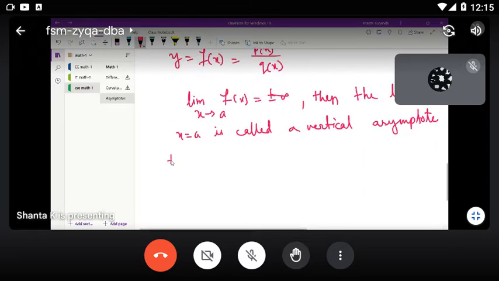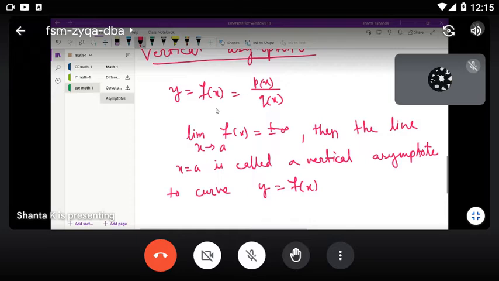To the curve y equals f(x). Now we have to find this a. Okay, so any idea how we can find this a? By looking at the equation, when f(x) approaches plus infinity and minus infinity, x approaching a.